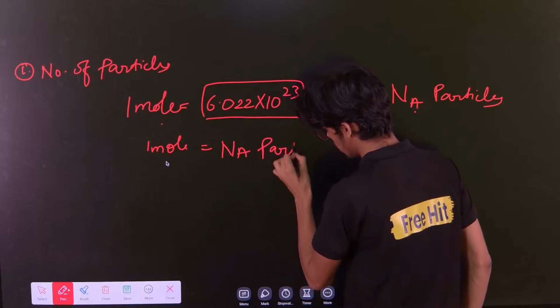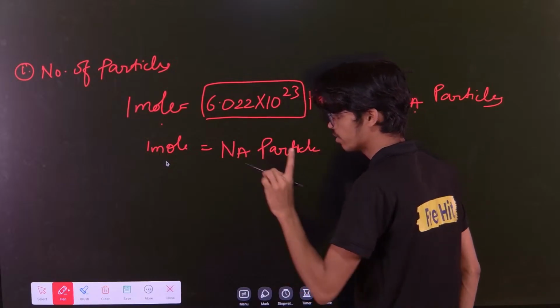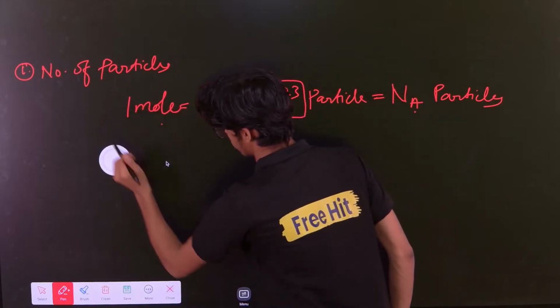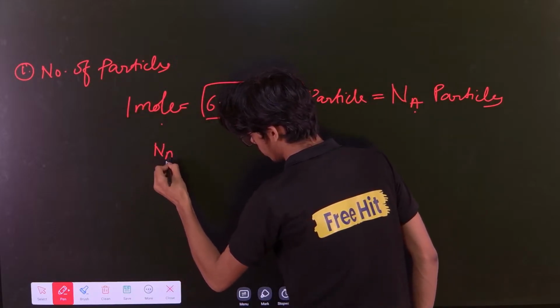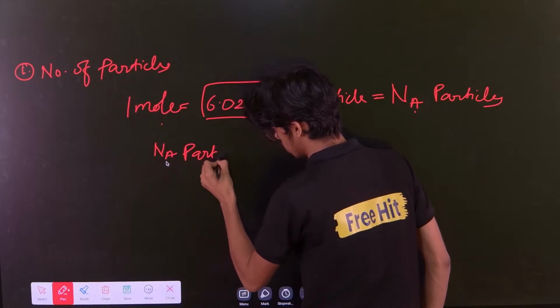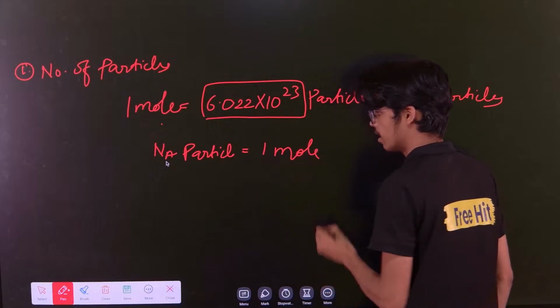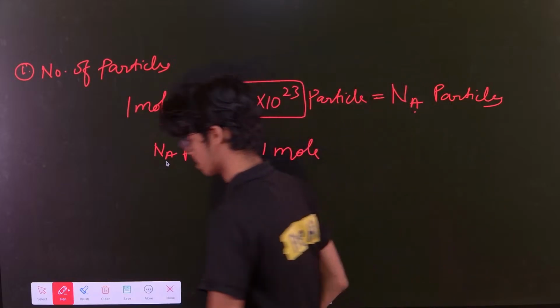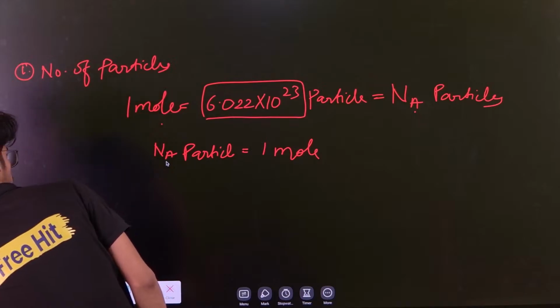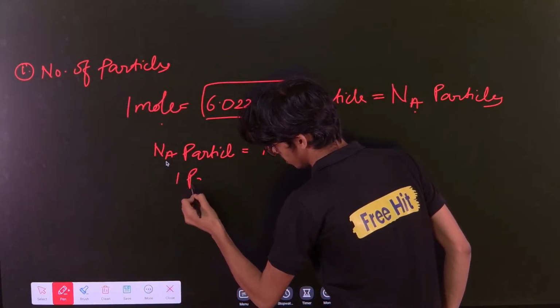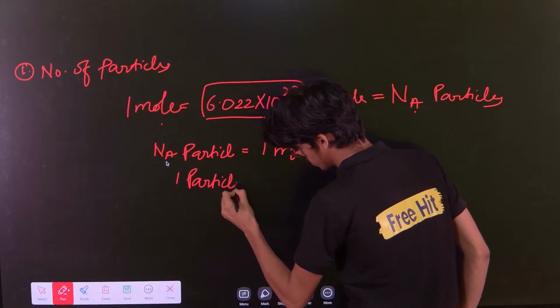Now, it means, let me write this way, Na number of particles is equal to 1 mole. Got it? It is clear, right? Now, if I ask you how many moles are there in 1 particle? So, in 1 particle, the number of moles is how many?